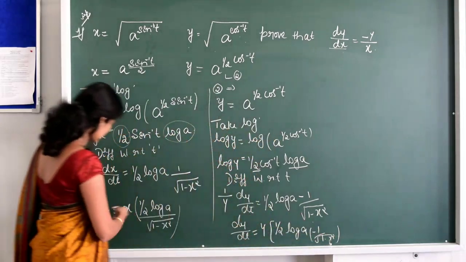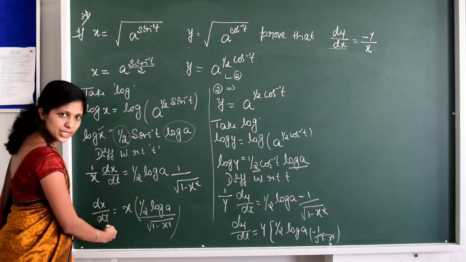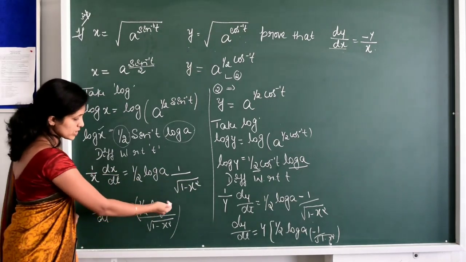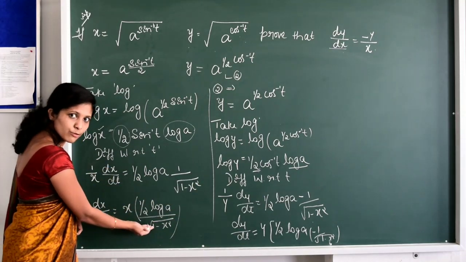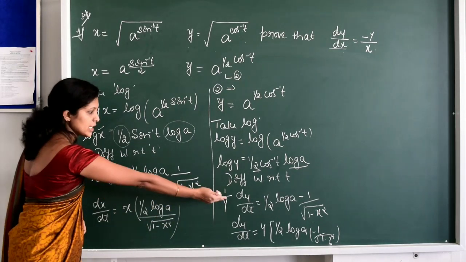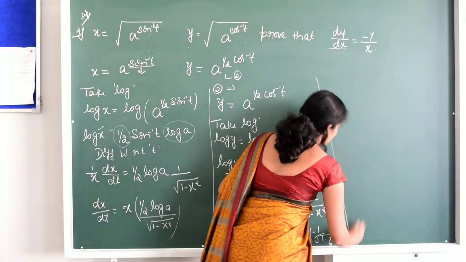Now check this one. See here, dy by dt and dx by dt, if you divide these two, obviously log a and log a will get cancelled, 1 by 2 will get cancelled, and 1 by root of 1 minus t square is also cancelled, remaining with minus y divided by x. So we proved this one, right?